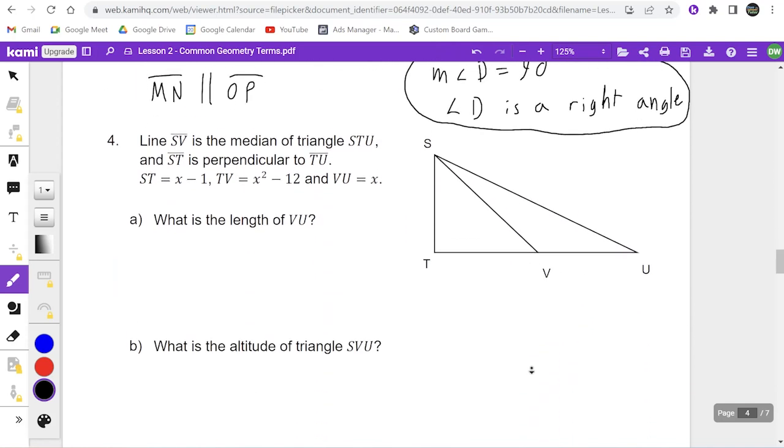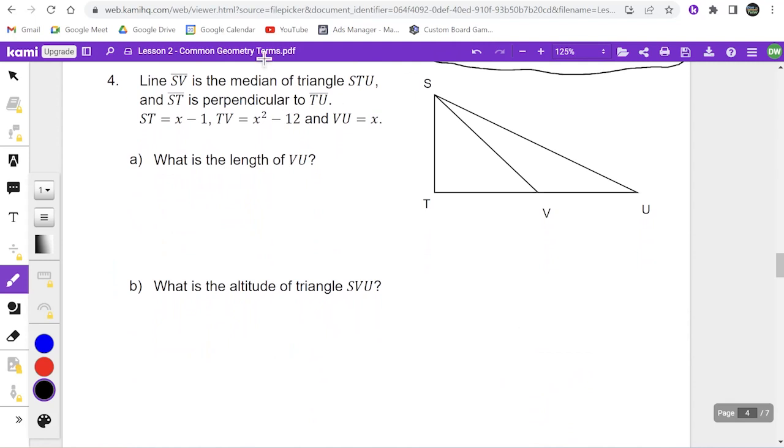Number 4, we have line SV is the median of triangle STU. I forget, what does the median mean again? Oh, right. It cuts the base in half. In other words, TV and VU are congruent to each other because V is going to cut it in half because it's the median. We also know that ST is perpendicular to TU.